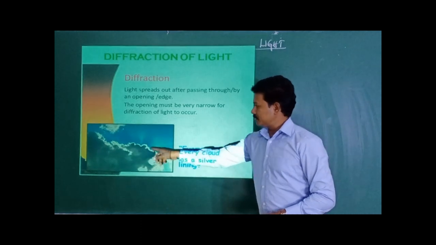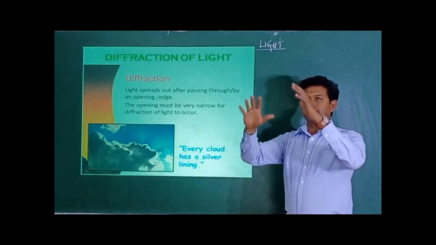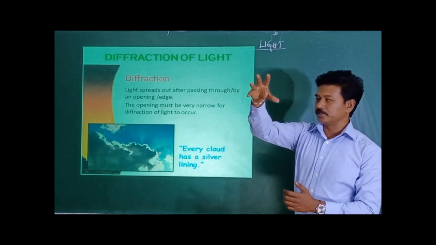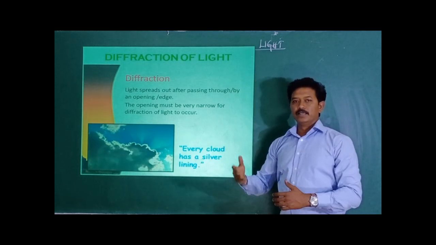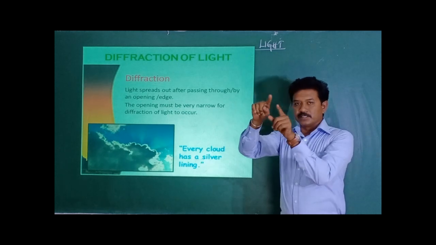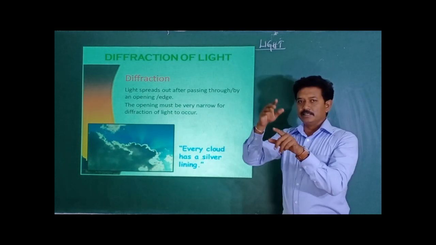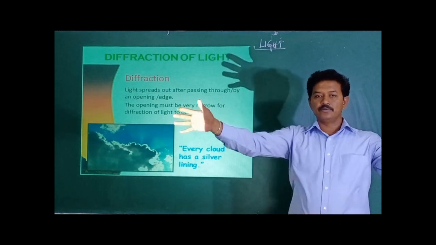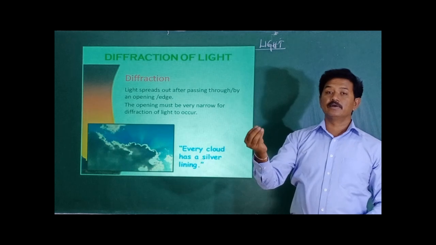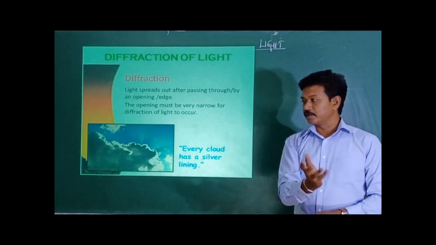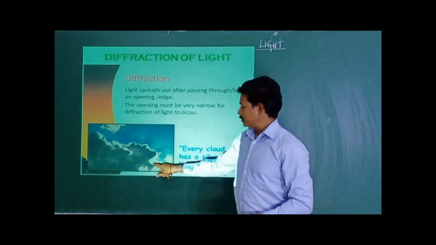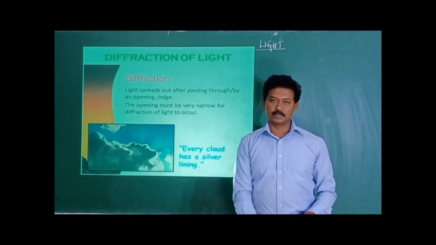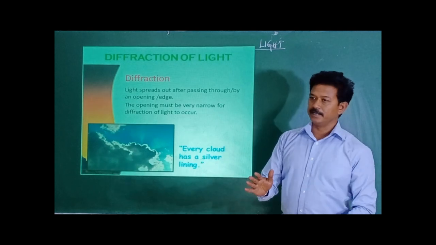In clouds, for example, if you have clouds here and behind them you have the sun. The sun is a luminous body, it gives out light of its own. When there is a very narrow slit inside the clouds, the light rays travel through the clouds and come out, forming a silver lining at the edge of the clouds. You can see a silver lining here. The silver lining which occurs in the clouds is due to the diffraction of light.